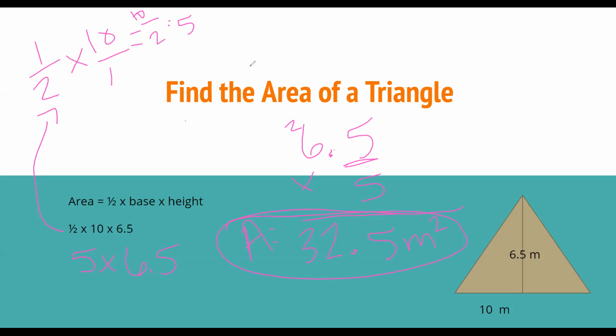Okay, so you could have done this the same way as doing 10 times 6.5 divided by 2, if you want to multiply it out and get 6.5.